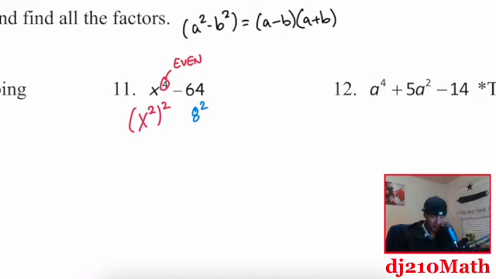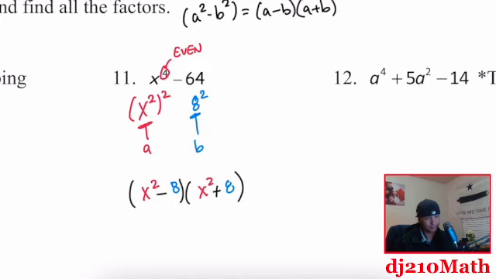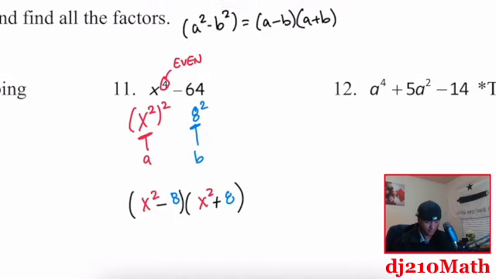So the a in this case is x squared. The b in this case is 8. So this is going to be a minus b, a plus b. That's exactly what we're trying to make. A and then b, a minus b, a plus b. There it is.